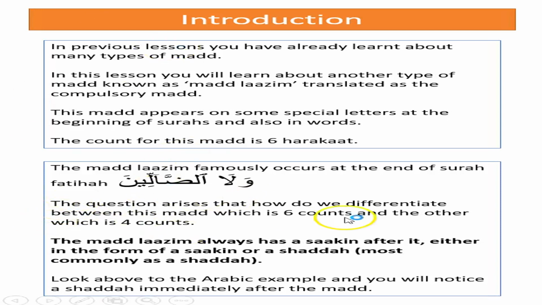The question arises: how do we differentiate between this med, which is 6 counts, and the other, which is 4 counts, the extra med? The med lazim always has a sakin after it, either in the form of a sakin or a shadda, most commonly a shadda. If we have a look here, after this med, we can see the dad, and then there's the alif, and then there's the med sign. It's a little bit small, but you can just about see it. And then you've got the lam with the shadda. So look above the Arabic example, and you will notice a shadda immediately after the med. That is why this is identified as a 6 haraka med.